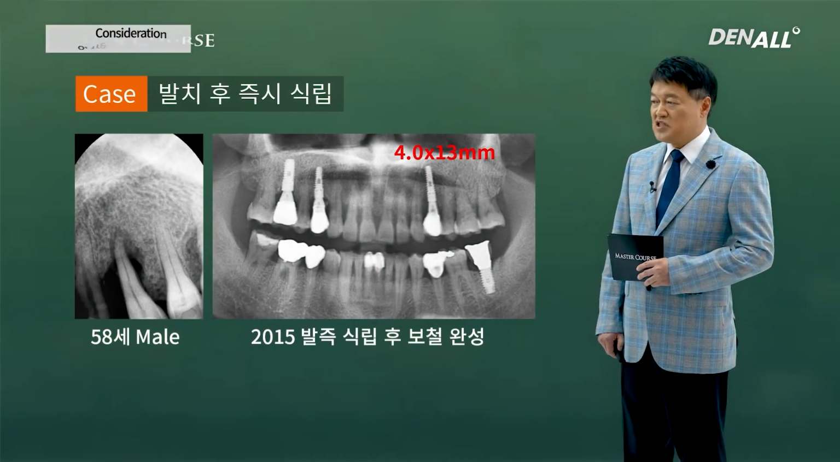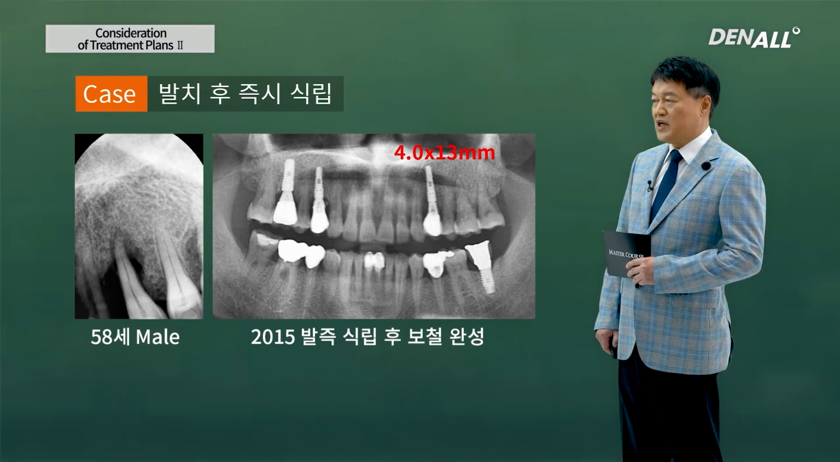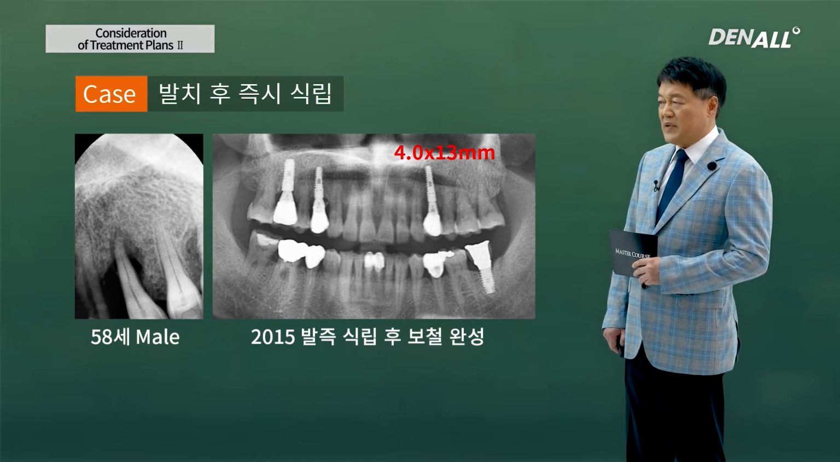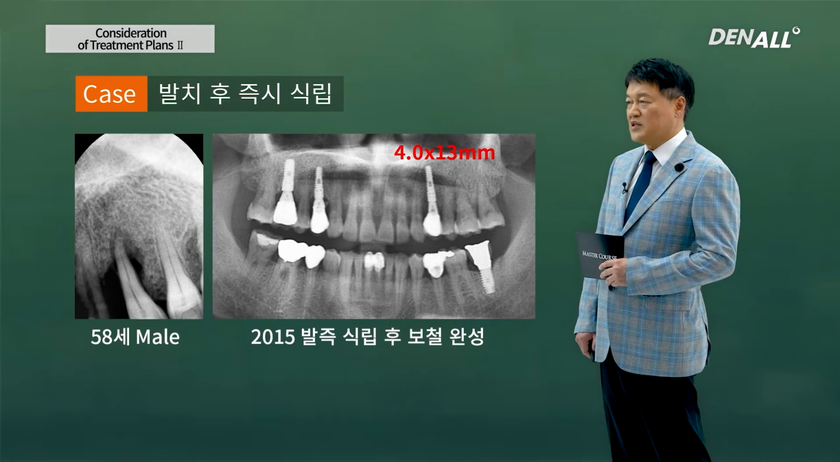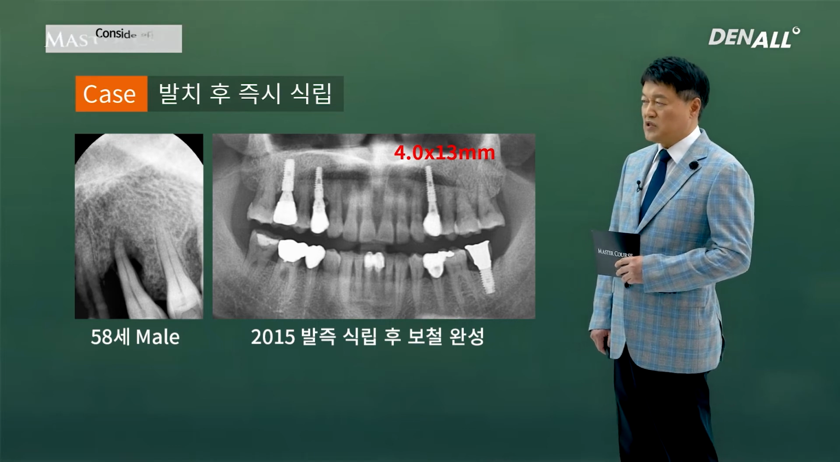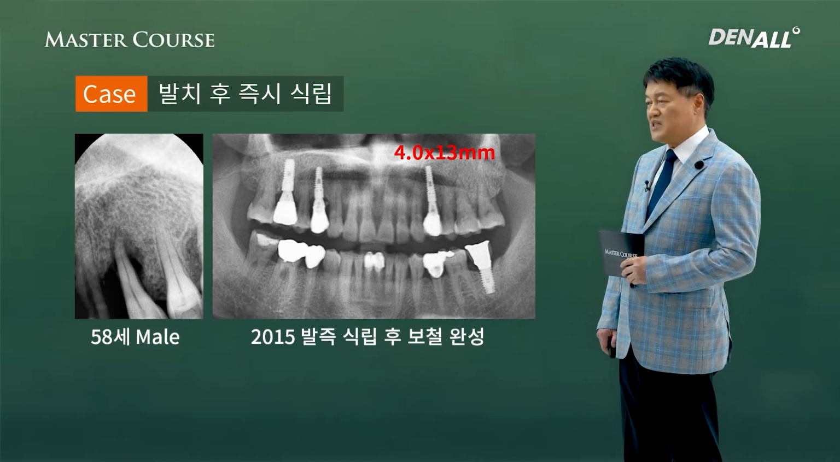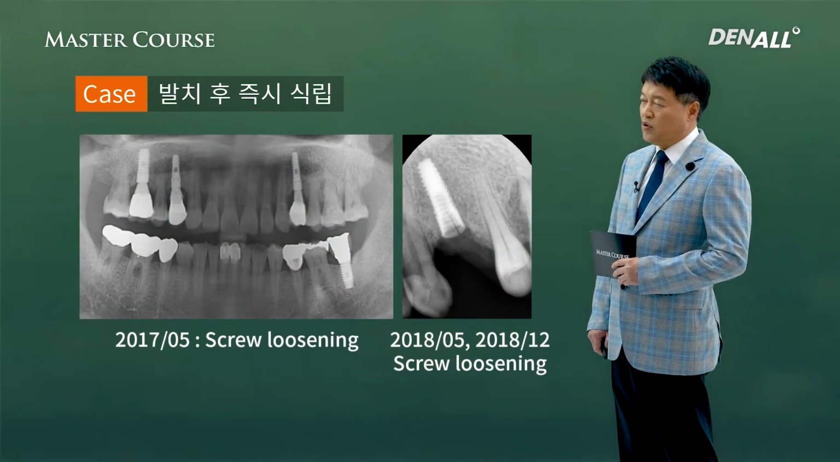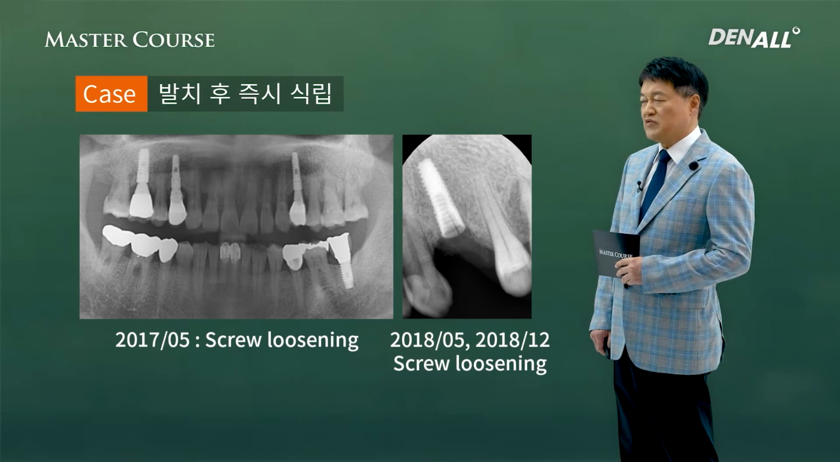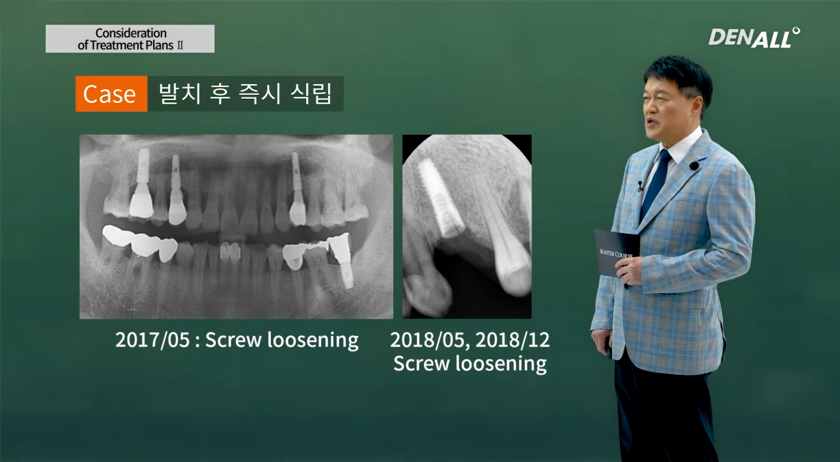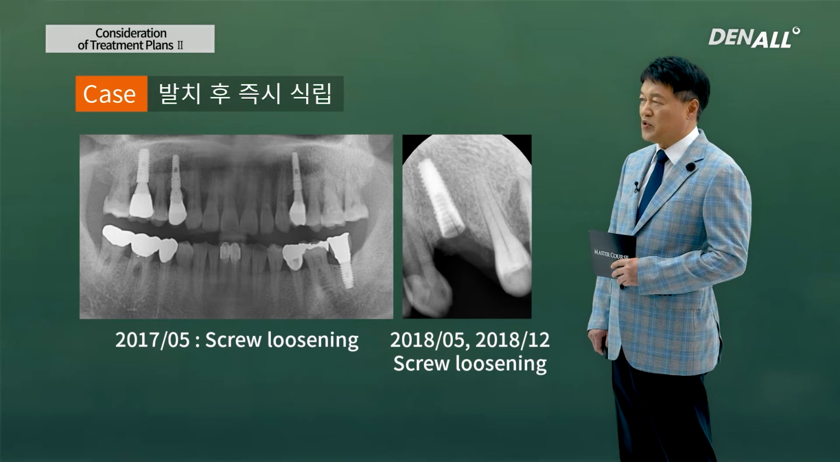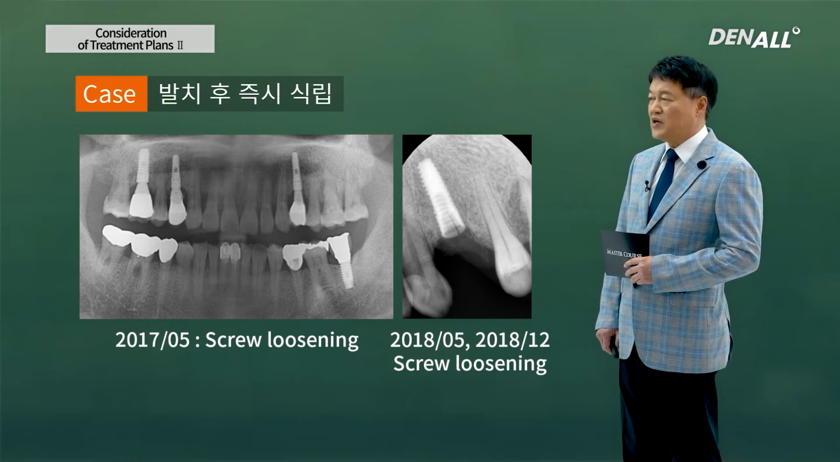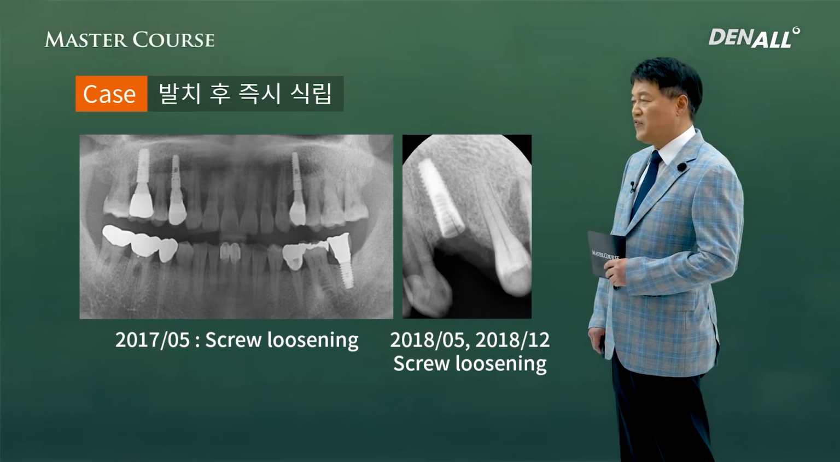58-year-old male patient. In 2015, the patient had extraction and implant, and prosthesis was provided immediately. Implant was placed right after extraction, so it was placed deep, and for initial stability, long implant was used. 2 years into prosthesis, around May, there was screw loosening, and multiple times thereafter, screw loosening occurred. It seemed odd, so I removed the crown and took x-ray. As you can see, there's tearing in fixture. In other words, there was a fracture in the fixture.